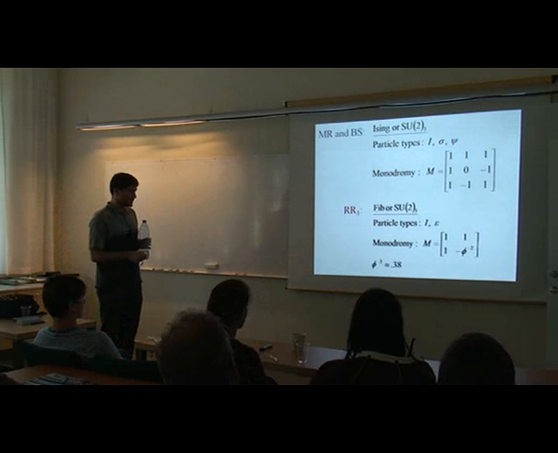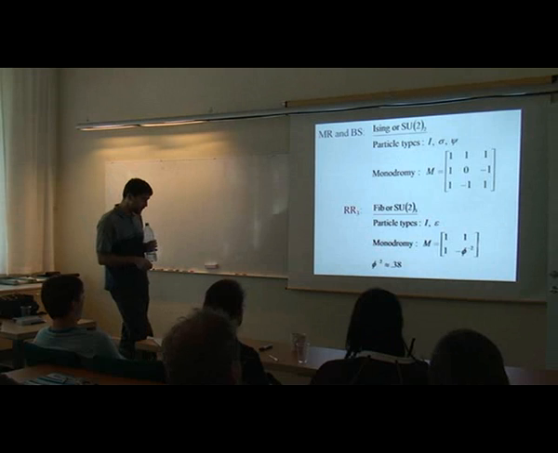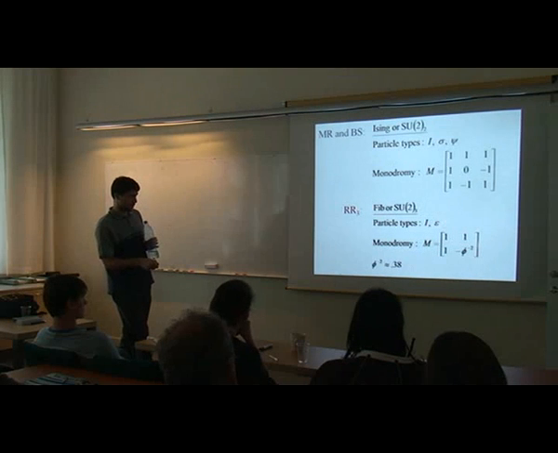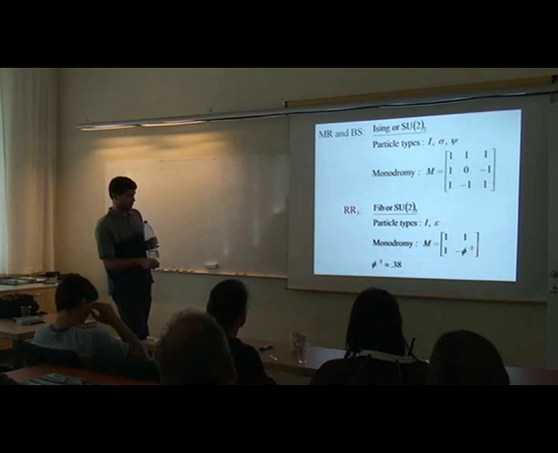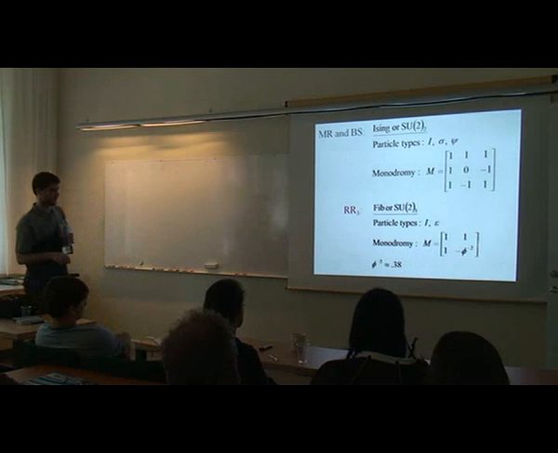For the Read-Rezayi states, which have Fibonacci type anyons, you can boil it down to essentially two particle types, one which is trivial and one which is non-trivial. And here, this quantity m has, for one of these non-trivial quasiparticles going around another non-trivial quasiparticle, a suppression factor of phi to the -2, where phi is the golden ratio, and in particular, that gives you a suppression factor of approximately 0.38.